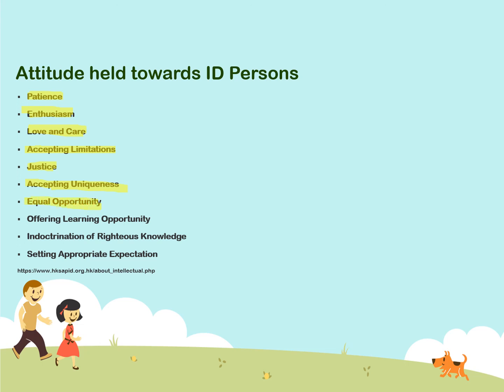Equal opportunity. ID persons are also members of our community. They have the right, they have the freedom, they have the right to speech, they have the right to enjoy the facilities in our society. They have the right to play inside the park, they have the right to play inside the museum, etc. So they need to enjoy life. They are part of our society with equal opportunity.